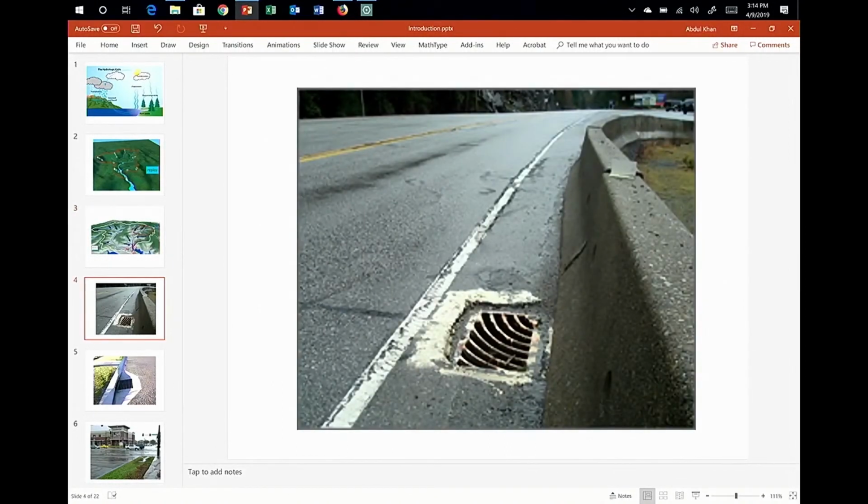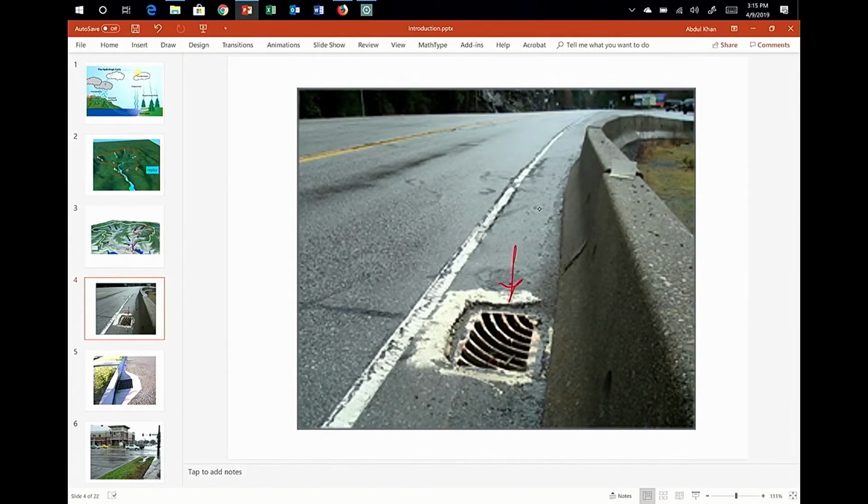Let's look at something else. We see this on the roads all the time. This is for draining water from the road, or rain from the road, or any precipitation from the road. And these are called inlets. What you see on the surface is called an inlet. And you have a drain system underneath, and it will take the storm water away and drain it into the river, lakes, or any other outlet point.